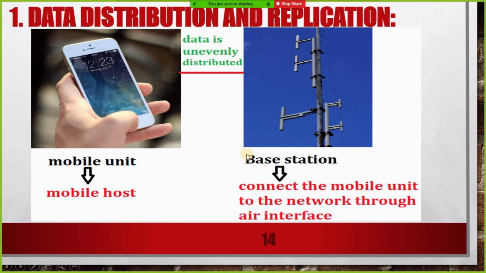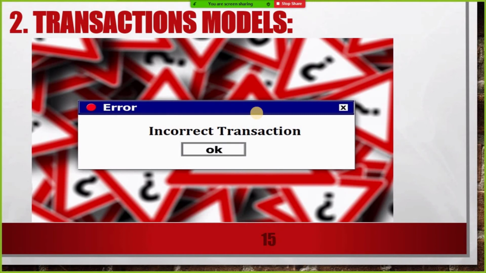Now here the issue is that data distribution among the mobile host and base station may not be evenly distributed since it is transferred through air. So due to this, data may not be evenly distributed between mobile host and base station, and it is also an issue of data management.